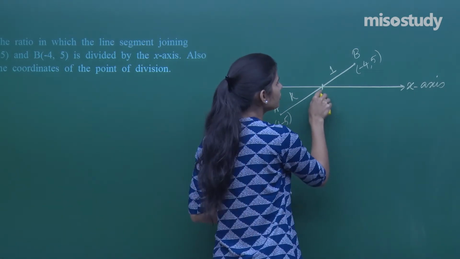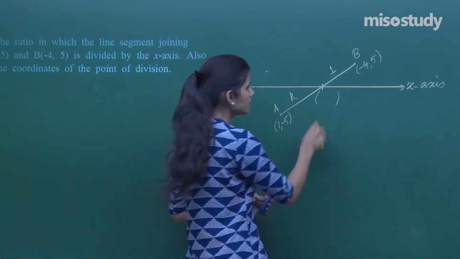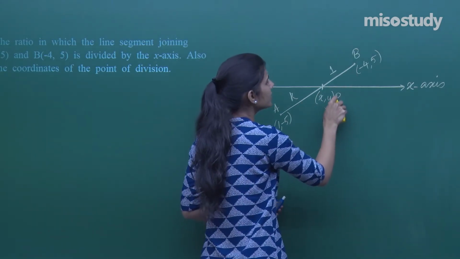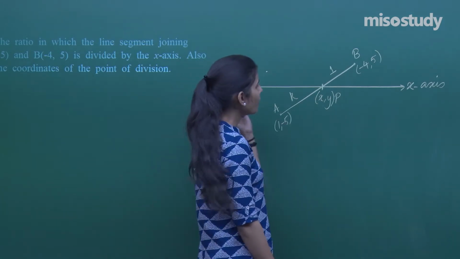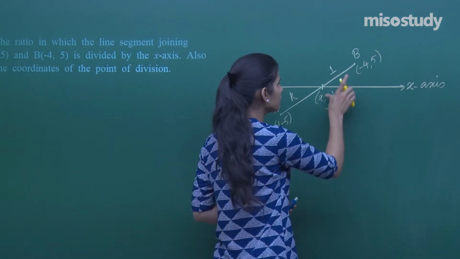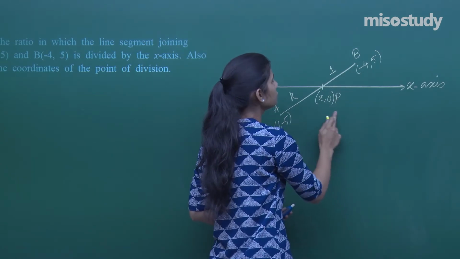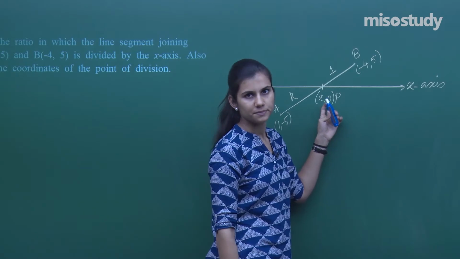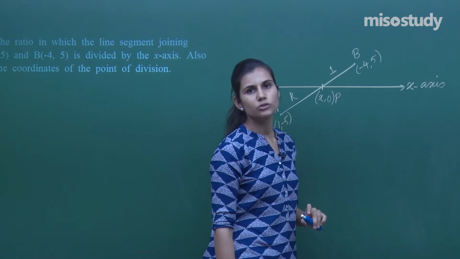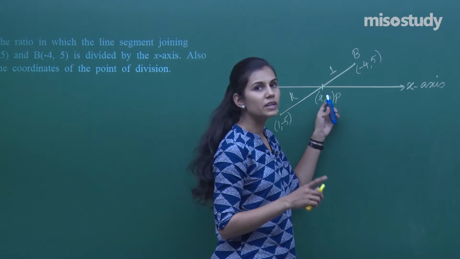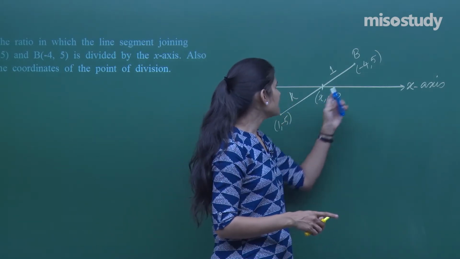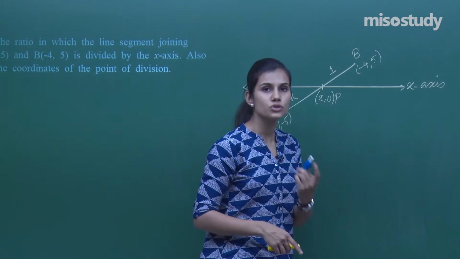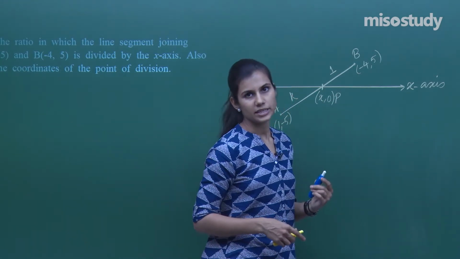So this point of division will be what? Obviously it will be (x, y). I don't know the coordinates, but the fact that this point is lying on the x-axis, any point lying on the x-axis has y coordinate 0, so definitely y coordinate will be equal to 0. This point is not just the point of division which is dividing the line segment joining A and B in the ratio k is to 1, but the fact is that this point is lying on the x-axis also, and so its y coordinate will be definitely 0.